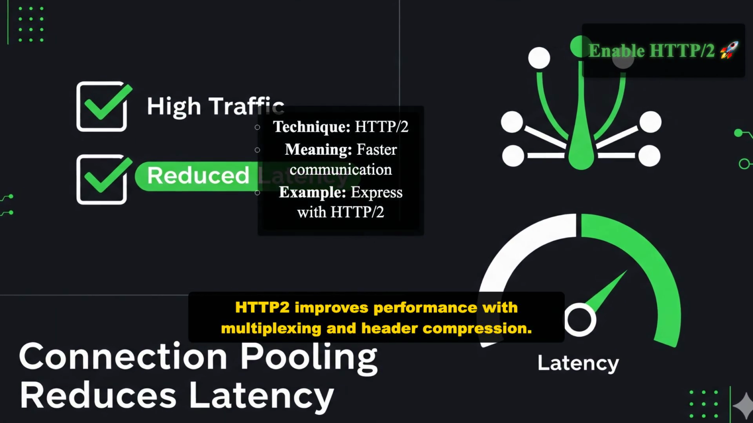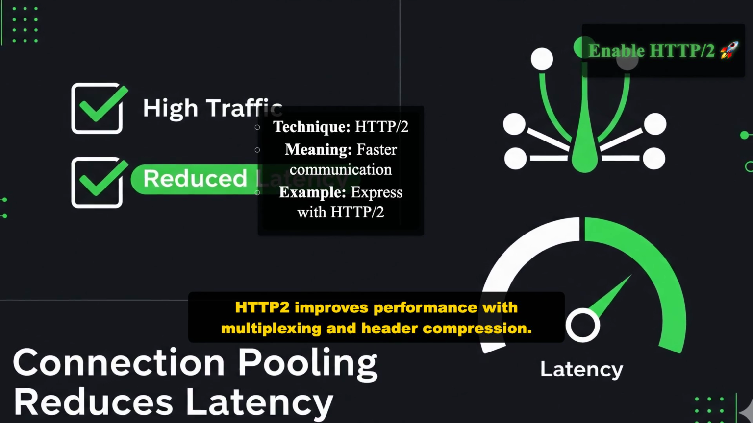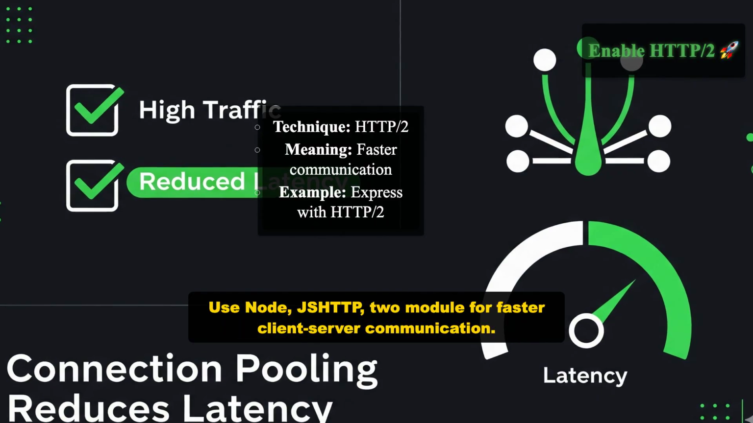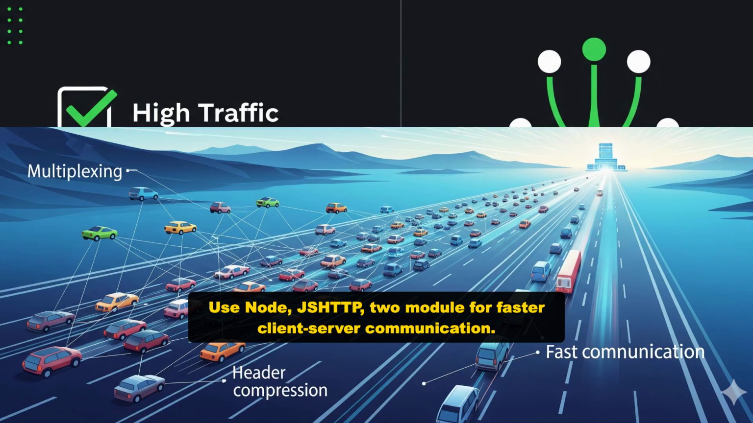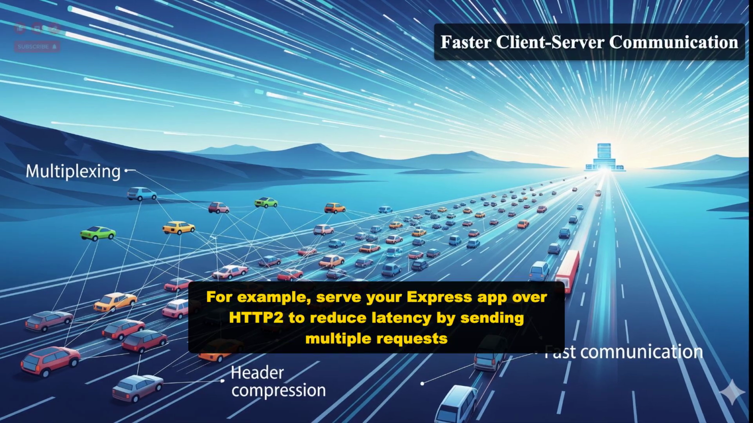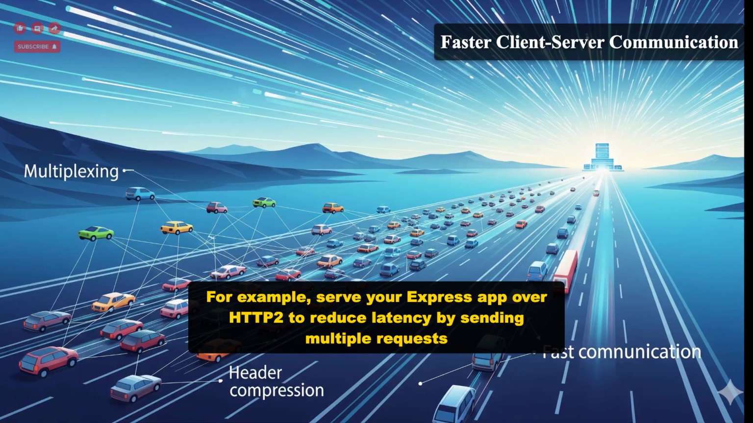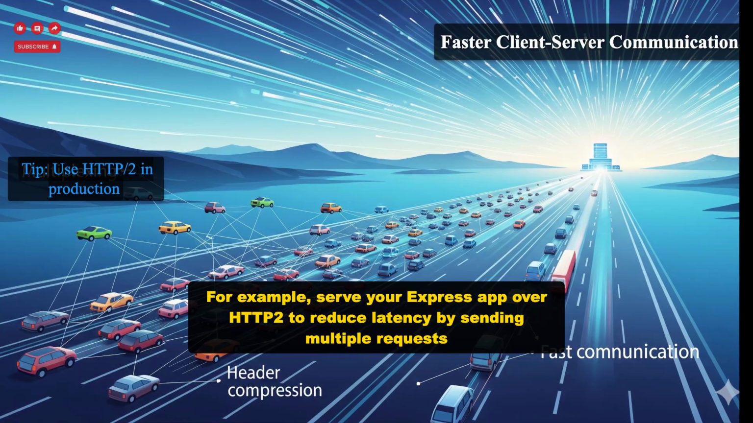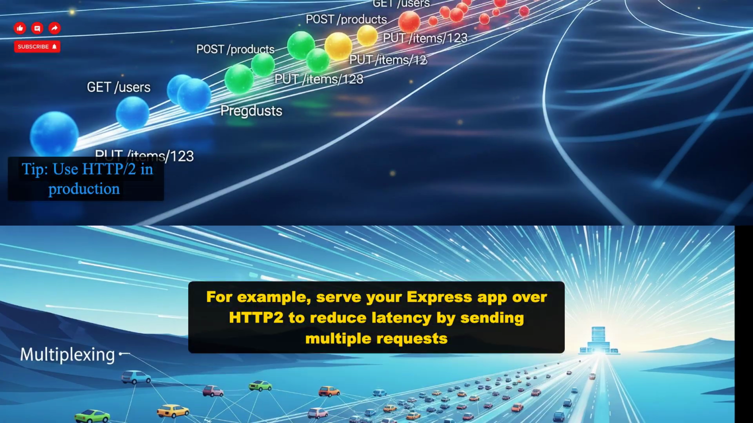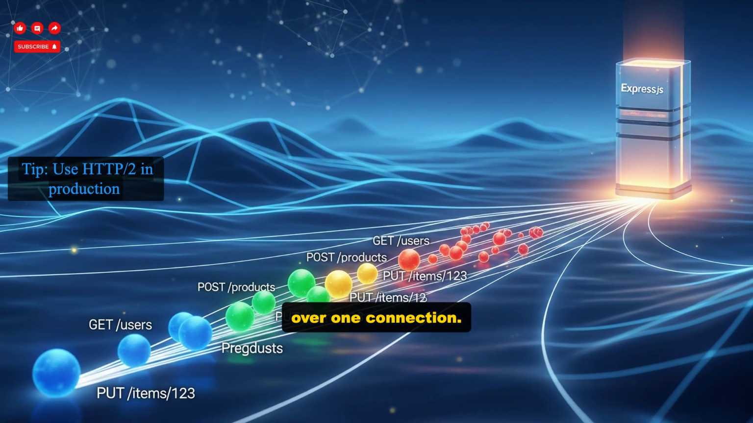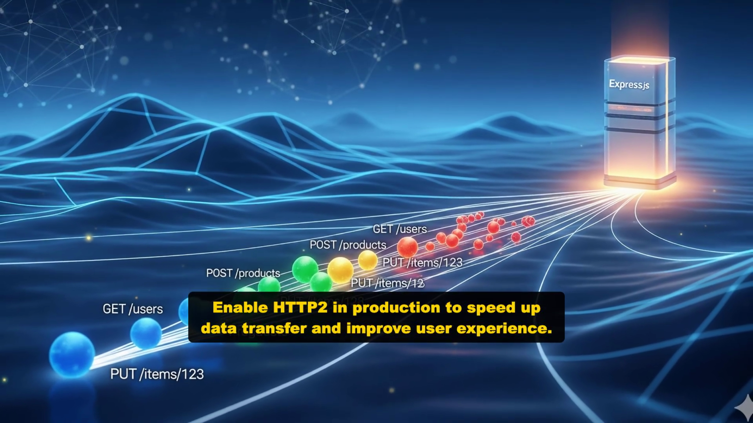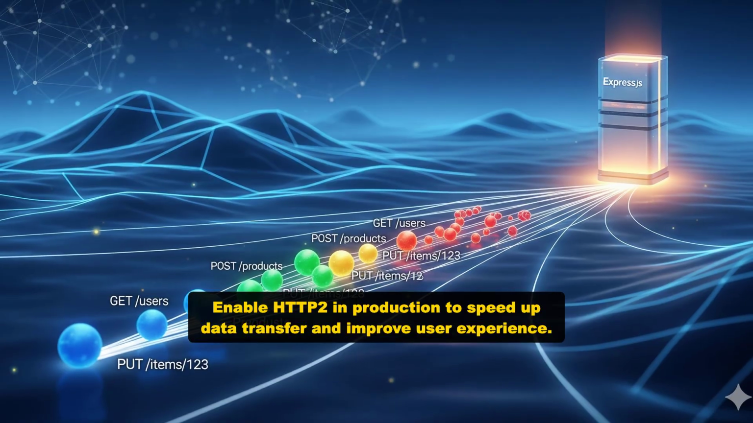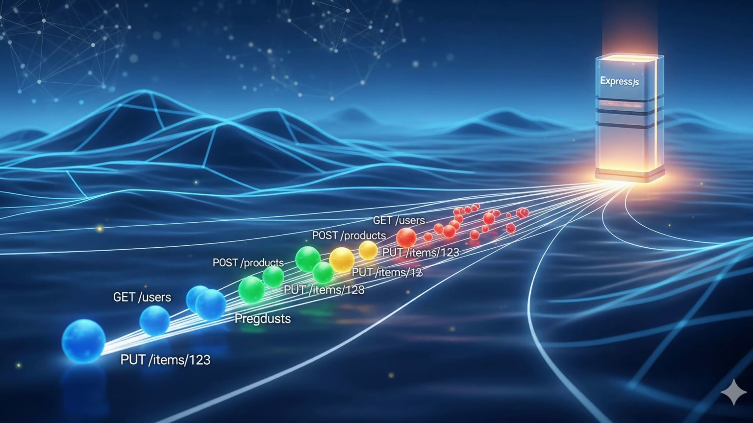HTTP2 improves performance with multiplexing and header compression. Use the Node.js HTTP2 module for faster client-server communication. For example, serve your Express app over HTTP2 to reduce latency by sending multiple requests over one connection. Tip: Enable HTTP2 in production to speed up data transfer and improve user experience.